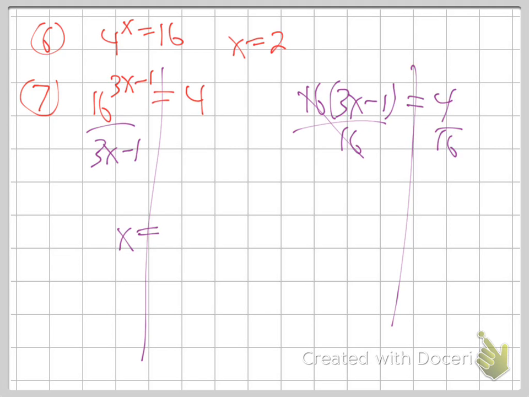Whenever we do a math operation, we do the opposite. If that was 16 times 3x minus 1, then you could divide and it would cancel, because dividing is the opposite of multiplying. But it's not 16 times 3x minus 1, it's 16 to the 3x minus 1. See the difference? Yeah, rooting is the opposite. But what are we going to root? It's a weird root, huh? It's a weird power.